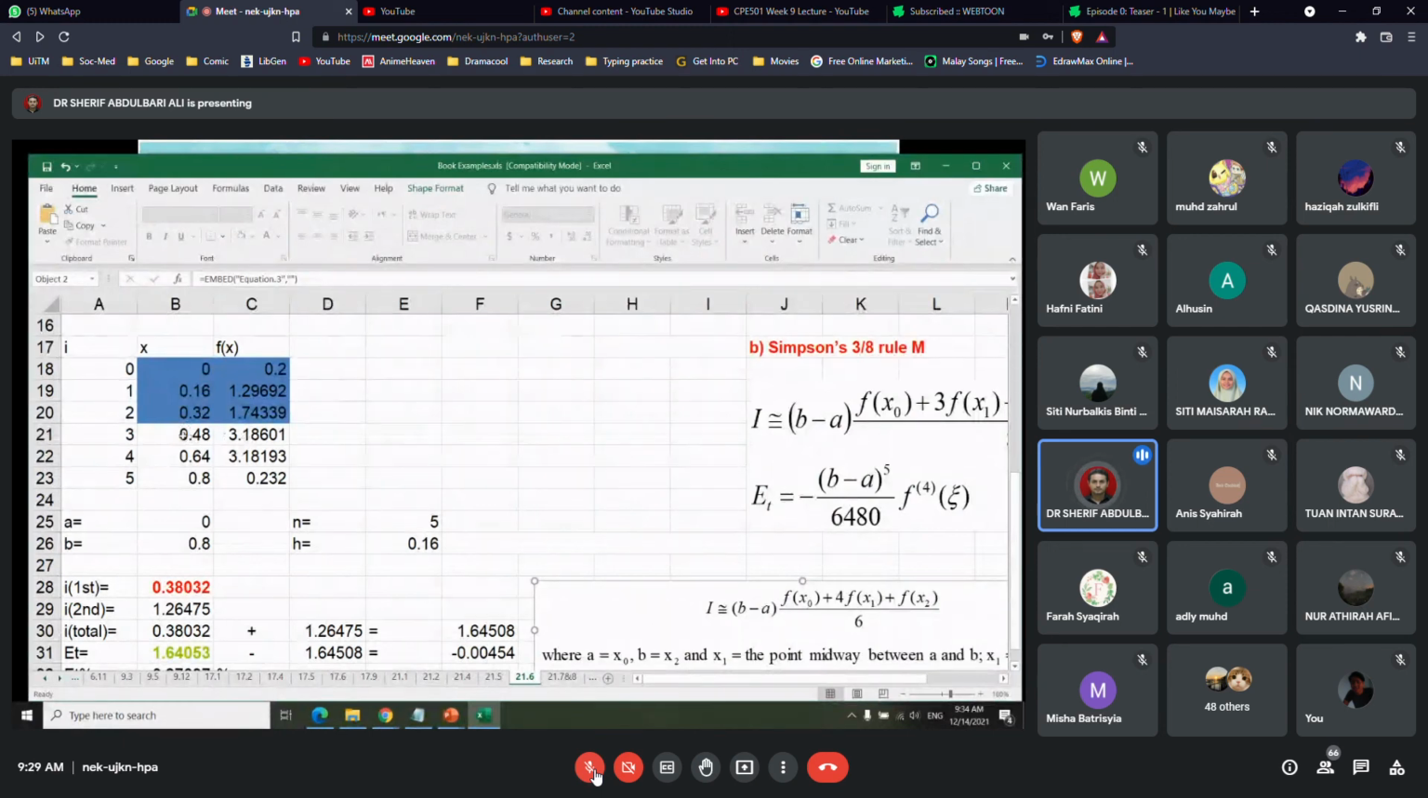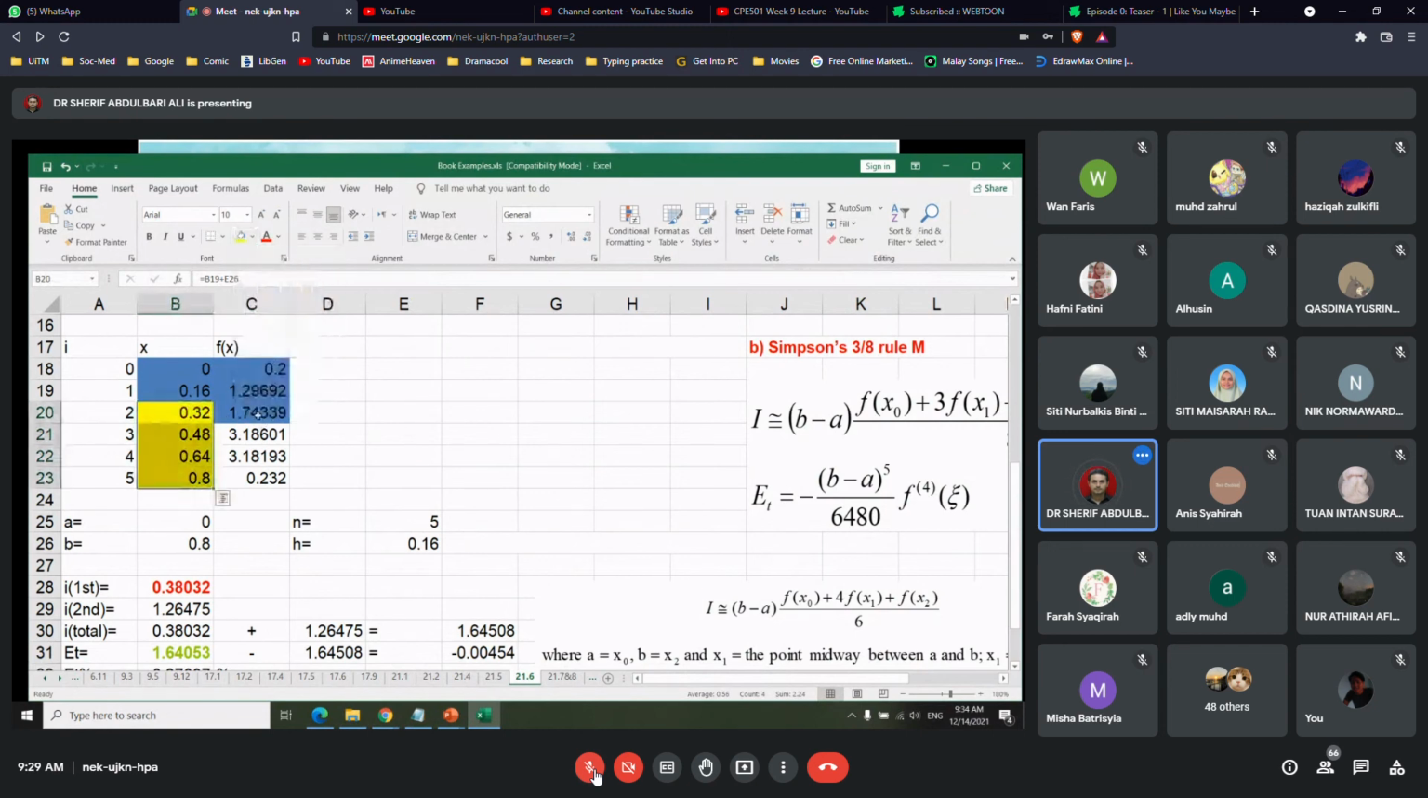So you cannot start from here. If you start from here, it's going to be 1, 2, and 3. So you start from here, from 0.3. This is your A. So from here and here, now this is going to be 3 over 8.